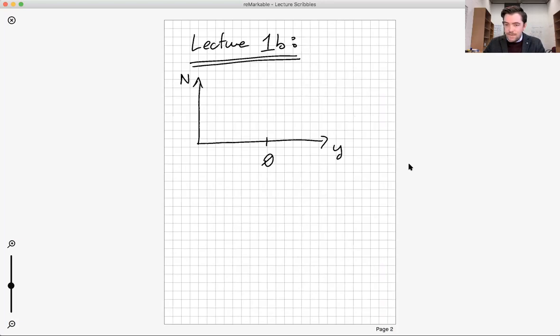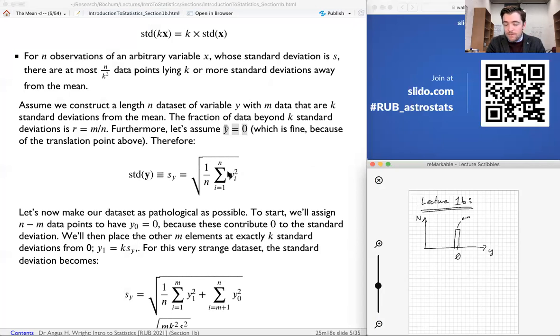Our data set has n minus m values that are less than k standard deviations away from the mean. And we're going to put every single one of those n minus m values at 0. The reason we're going to do that is because, as we just defined, the standard deviation is going to be the sum of the y values, and we don't want those data to contribute to the standard deviation at all. So we're going to set them to sit at 0, and therefore they will not contribute to the standard deviation in any manner, shape, or form.